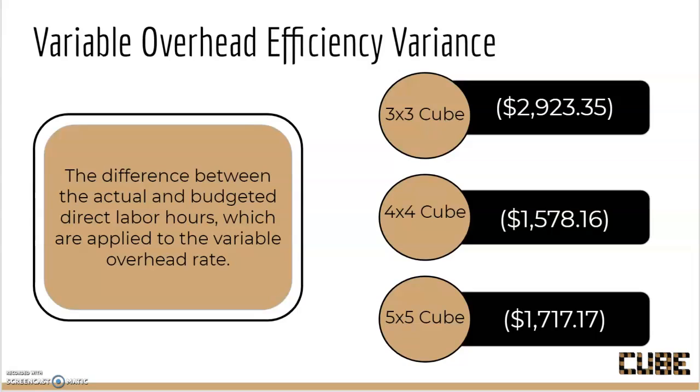Therefore, for the 3x3 cube, the variable overhead efficiency is negative $2,923.35, so we consider that unfavorable. For the 4x4 cube, the variable overhead efficiency is negative $1,578.16, so it is also unfavorable. For the 5x5 cube, the variable overhead efficiency is negative $1,717.17, and it is unfavorable as well.